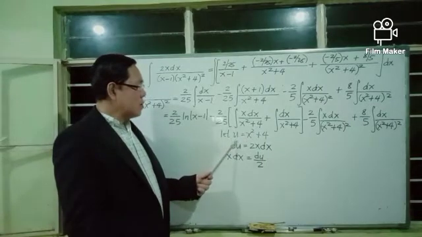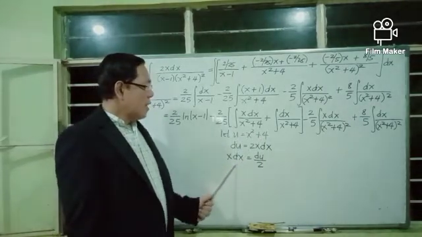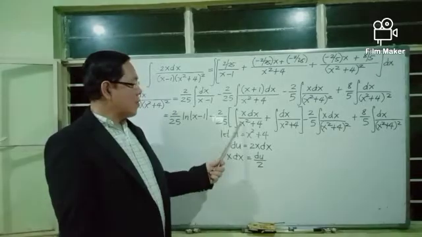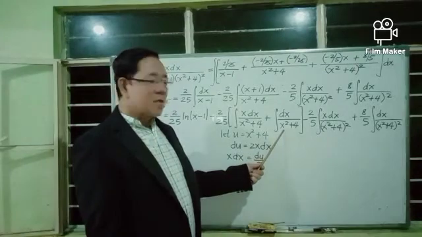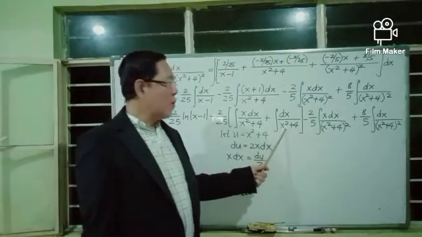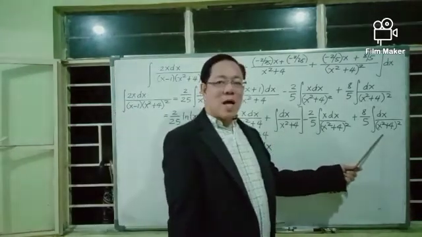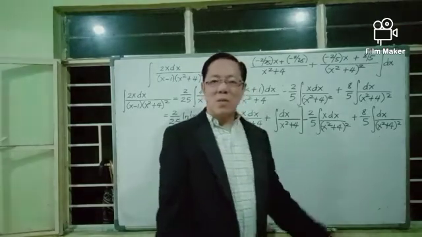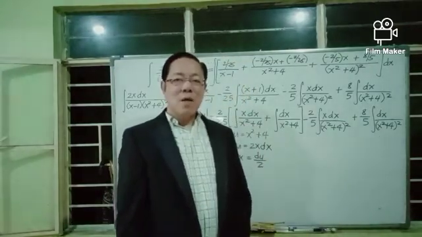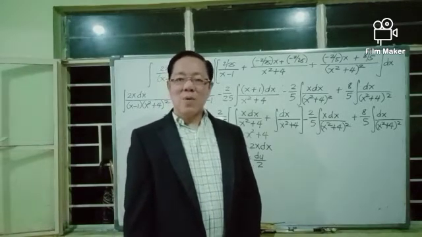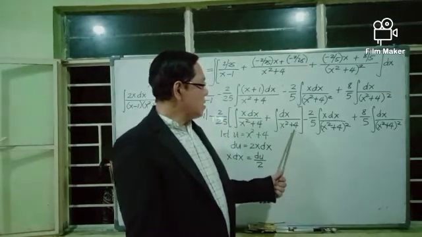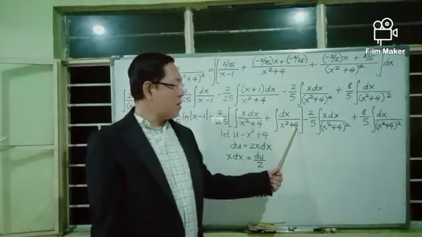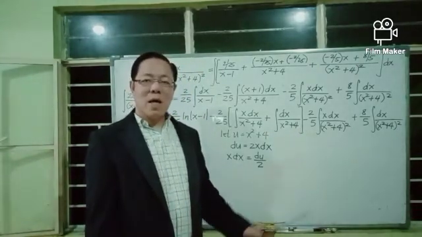And we will use u equals x squared plus 4 and x dx equals du over 2 for this integral and for this integral. Now, to integrate the integral of dx over x squared plus 4 and the integral of dx over x squared plus 4 squared, we make use of trigonometric substitution. For the sum x squared plus a squared, we use x equals a tangent theta, where a is 2. 4 can be written as 2 squared, so we let a equals 2.